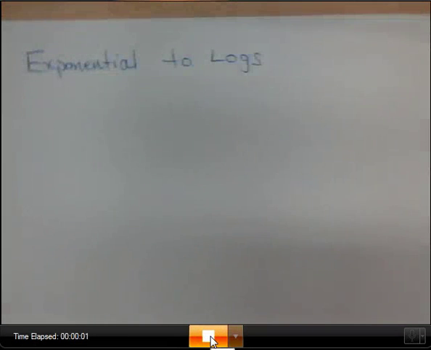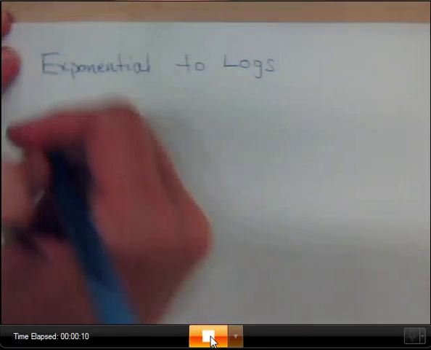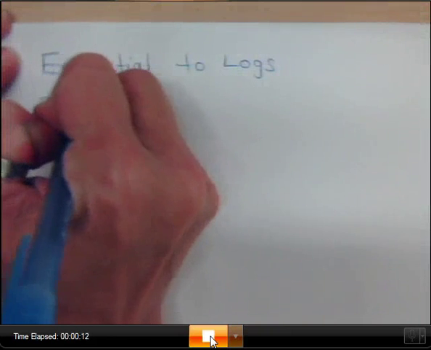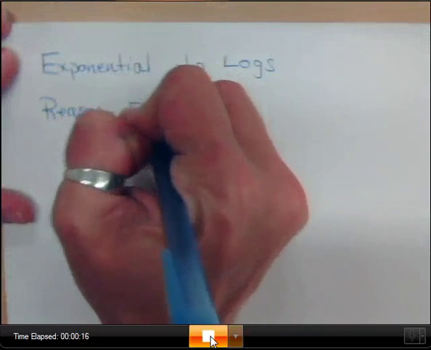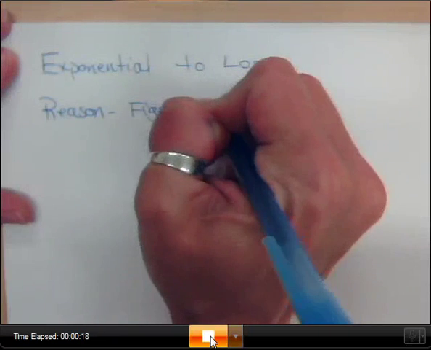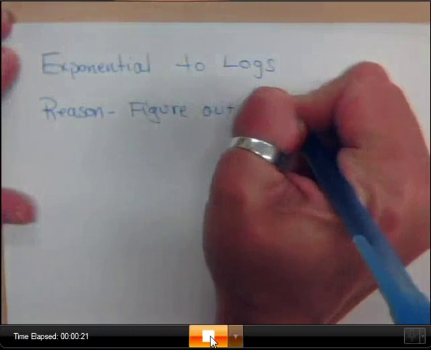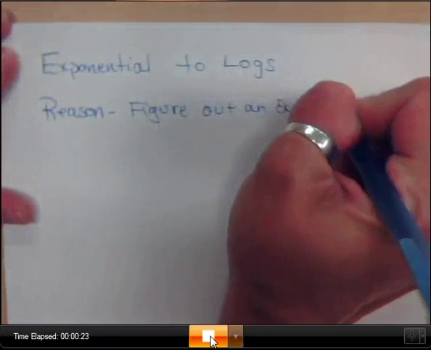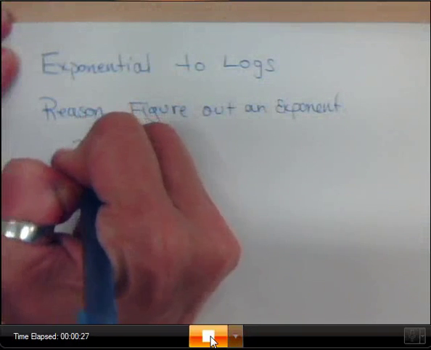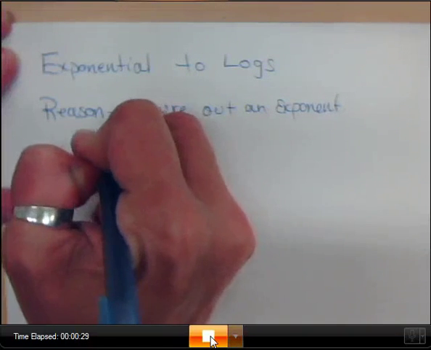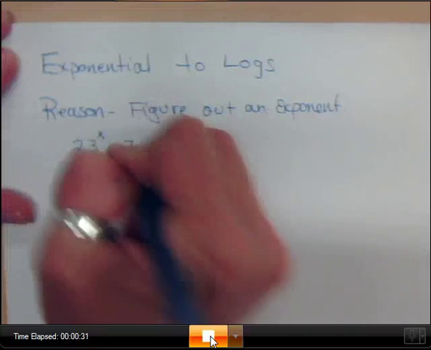This morning we're going to talk about basically the reason for logs and how to put it in log notation. The reason for logs is to be able to figure out an exponent. So if we were to have something like, let's say, 2.3 raised to the x power equals 7.